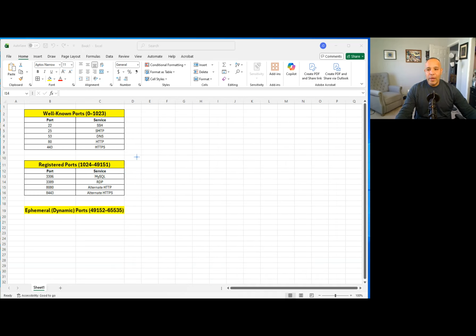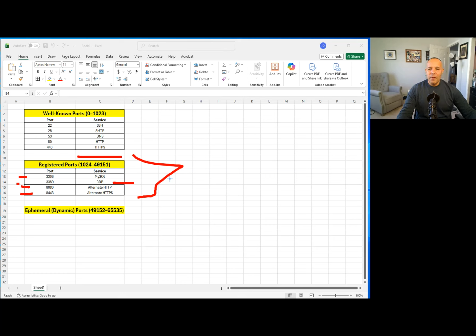Then we have the registered ports. These are ports that are not assigned to well known services like the well known ports, but they are assigned, registered, or set aside for specific applications. It varies, and I don't think there's any specific written rule on them. They are from 1024 to 49,000 and change. For instance, we have RDP. The default port is 3389, but you can change that to anything you would like. And you can also have HTTPS running on different ports, such as 8080 or 8443.